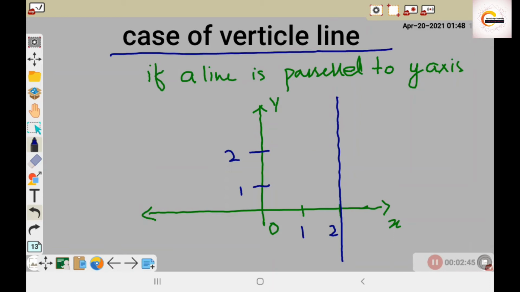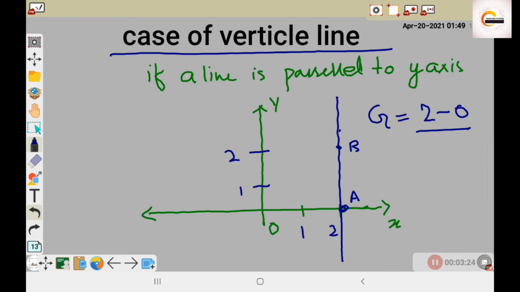Alright, our next case is if a line is parallel to the y-axis, what is its gradient going to be? The blue line represents a straight line that is parallel to the y-axis. Now to calculate the gradient, first let us put 2 points on the line, and as I have told you, to make the gradient there should be a right angle triangle. So can we see a right angle triangle on this straight line? No.